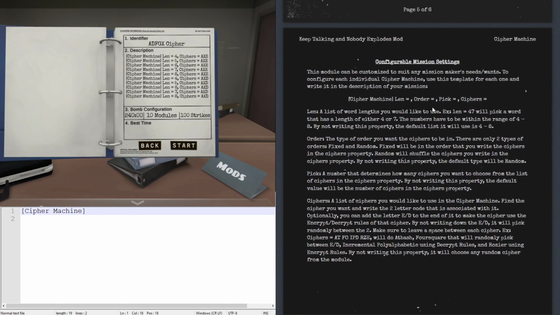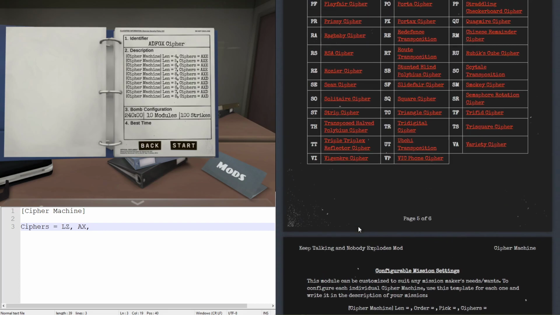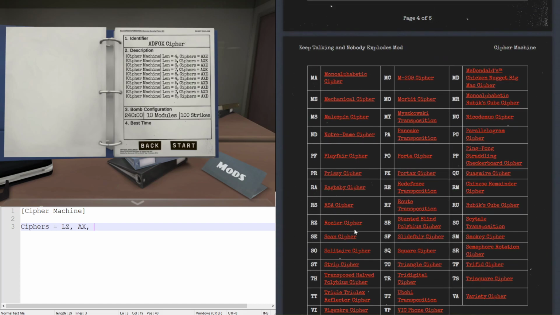Next thing would be the pick. So say if you have a bunch of ciphers, like Lorenz, ADFGX, RSA, M209 cipher is this one, or even McDonald's cipher. And you don't need commas. Actually, don't put commas there.